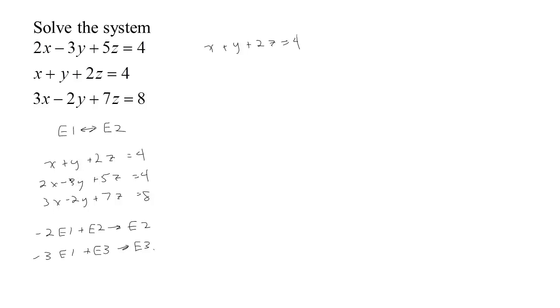Negative 2 times y plus negative 3y is negative 5y. Negative 2 times 2z is negative 4z plus 5z is plus z. And negative 2 times 4 is negative 8 plus 4 makes negative 4. Now let's go ahead and change our third equation as well by taking negative 3 times the first and adding it to the third. So negative 3x plus 3x is nothing. Negative 3y and negative 2y makes negative 5y again. And negative 3 times 2z is negative 6z plus 7z gives us z. And negative 3 times 4 is negative 12. Negative 12 plus 8 is negative 4.